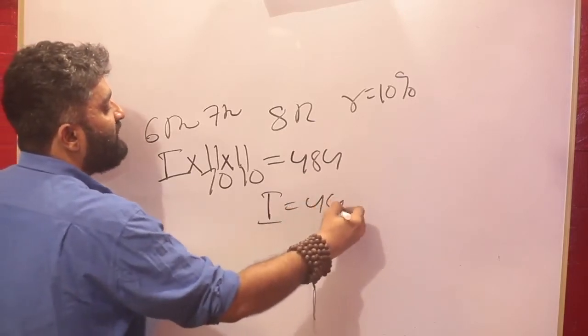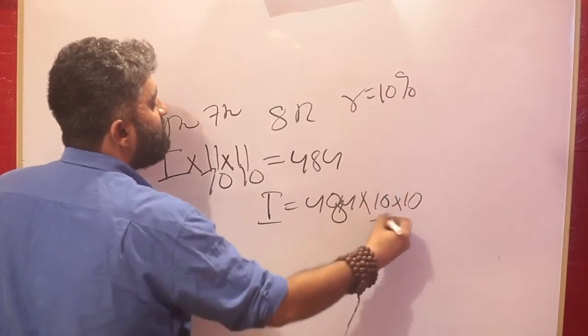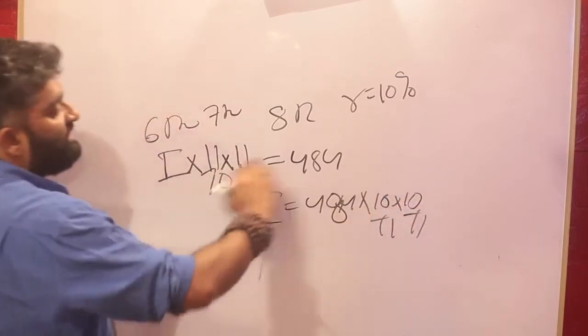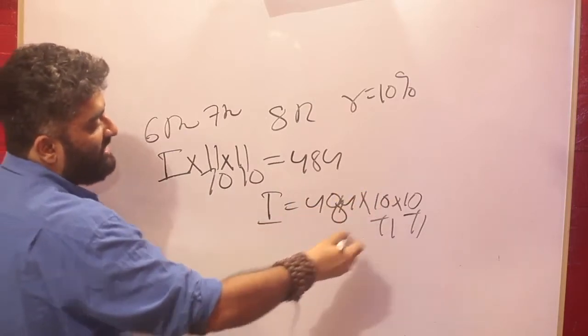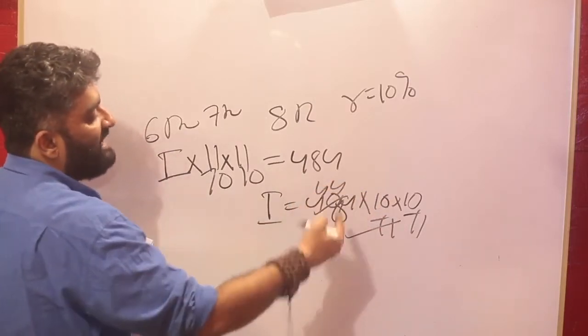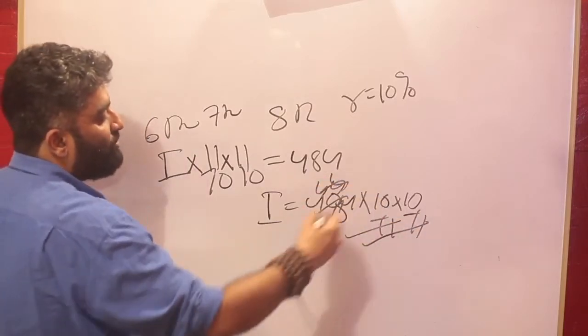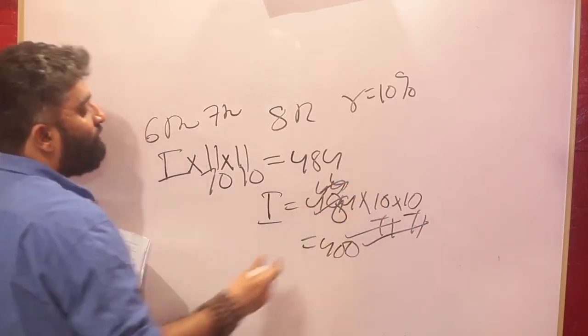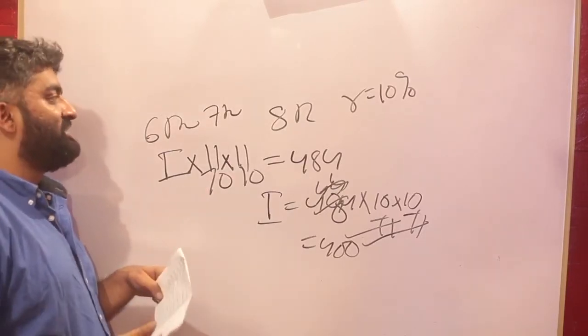So I is equal to 484 into 10 into 10 by 11 by 11. These multiplying factors were inversed and shifted to that side, right? 11 fours are 44 and 11 fours are 44. 4 into 10 into 10 gives you 400. So the interest in the sixth year would be 400 rupees, right?